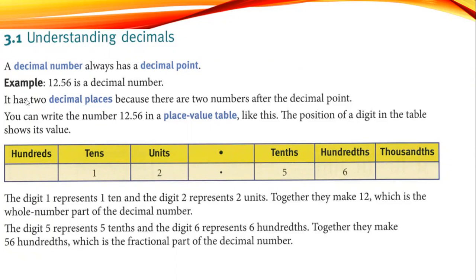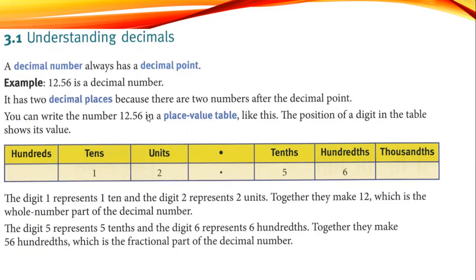Here, the first topic of today's lesson is understanding decimals. A decimal number always has a decimal point. This point is called a decimal point. Okay, for example, they give us 12.56, which is a decimal number. It has two decimal places. Two decimal places means after the point there are two numbers, because there are two numbers after the decimal point.